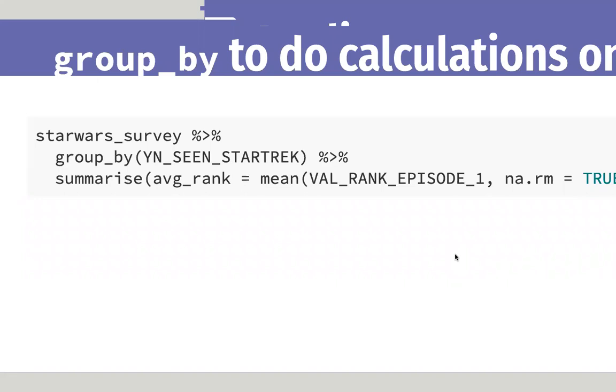GroupBy allows you to do calculations on groups. So for example, if I want to get the average rank among people who have seen Star Trek, I want to know how they would rank episode 1 on average. What this will do is group by this question, yes or no, seen Star Trek, and calculate the summary within each of those groups. So I'll end up with a summary among those who saw Star Trek and a separate summary among those who did not see Star Trek. So basically this will group by whatever variables you stick in here. And this is quite useful.